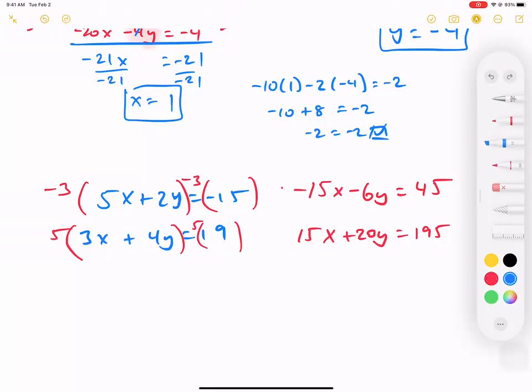And hopefully, as you work through these problems, they'll become easier. It's the same method. So 15 minus 15, those cancel out. We have 20 minus 6 is 14y. And over here, it's going to be some crazy number. 240.